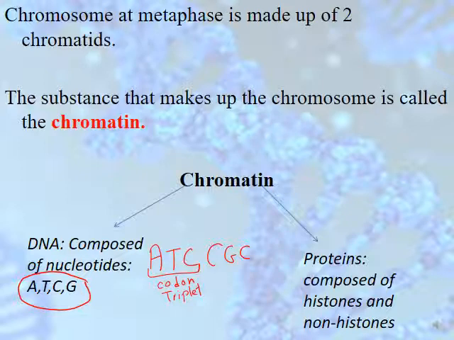You have to know that we have 4 nucleotides, A, T, C, G. Every 3 nucleotides together form what's known as a codon or a triplet. CGC is also called a codon or triplet. You have to know that A and T are complementary, and C and G are complementary. Chromatin is also divided into proteins, composed of histones and non-histones.